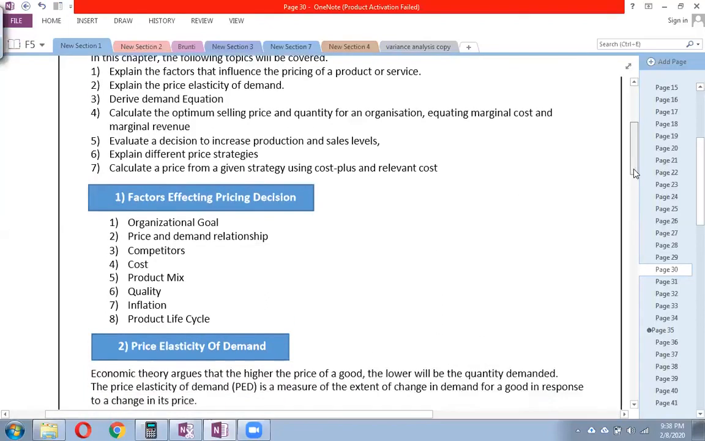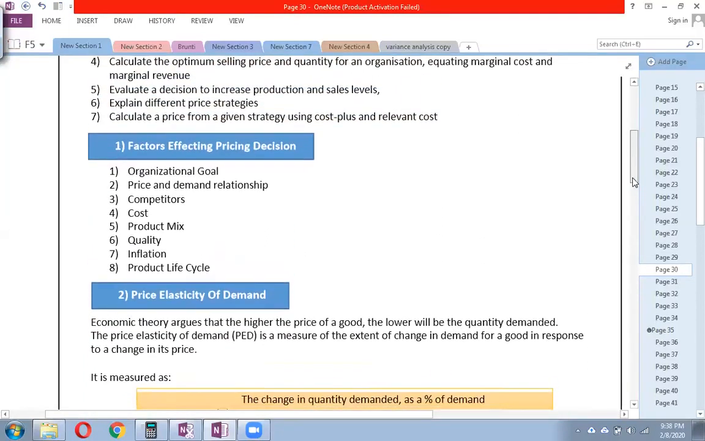Number one, organization goal, right? What is your goal, right? Do you want to grow, right? Is this your goal? Do you want to grow? If you want to grow, maybe you will keep your prices low, right?